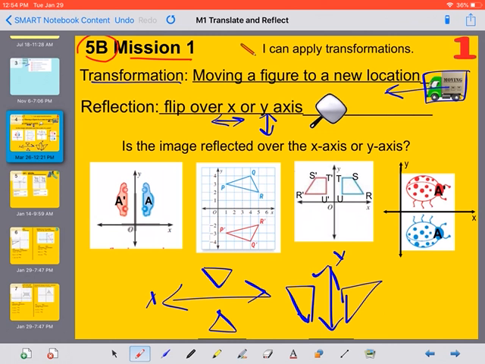So A, the letter A, is the original, and this little dash or tick mark there means prime. So A prime means that's the new figure. The figure started on this side, and we flipped it over to this side across this line. As you can see, they would match up perfectly if we were to fold the paper in half on the y-axis. So this one is reflected over the y-axis.